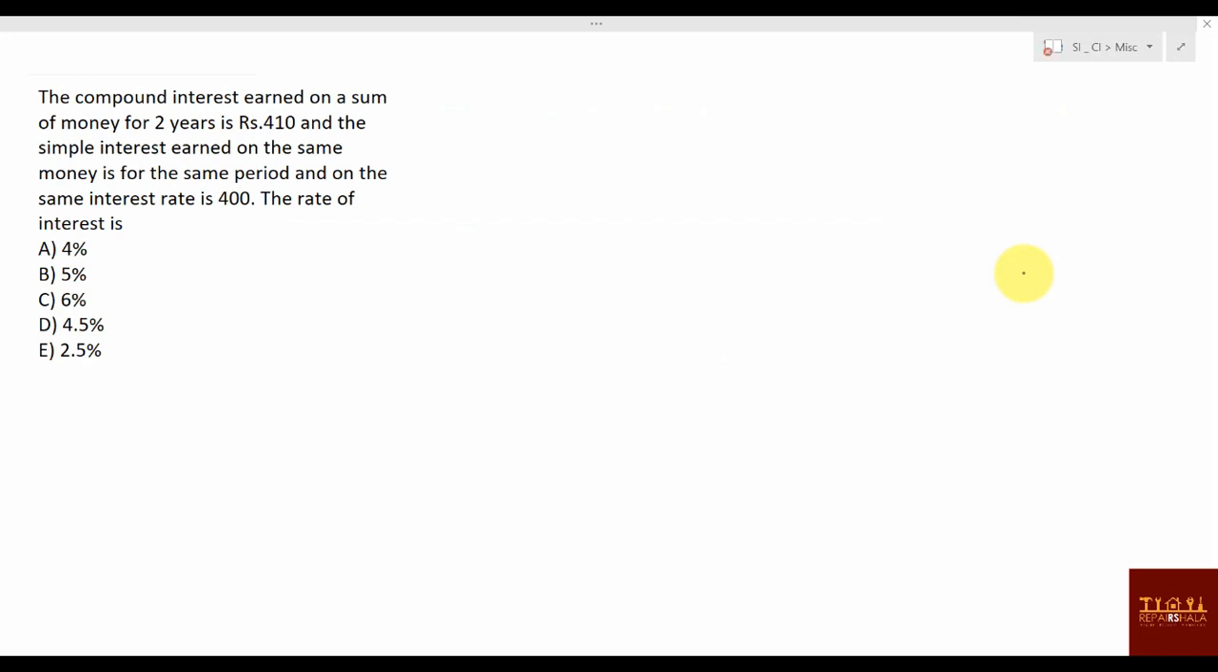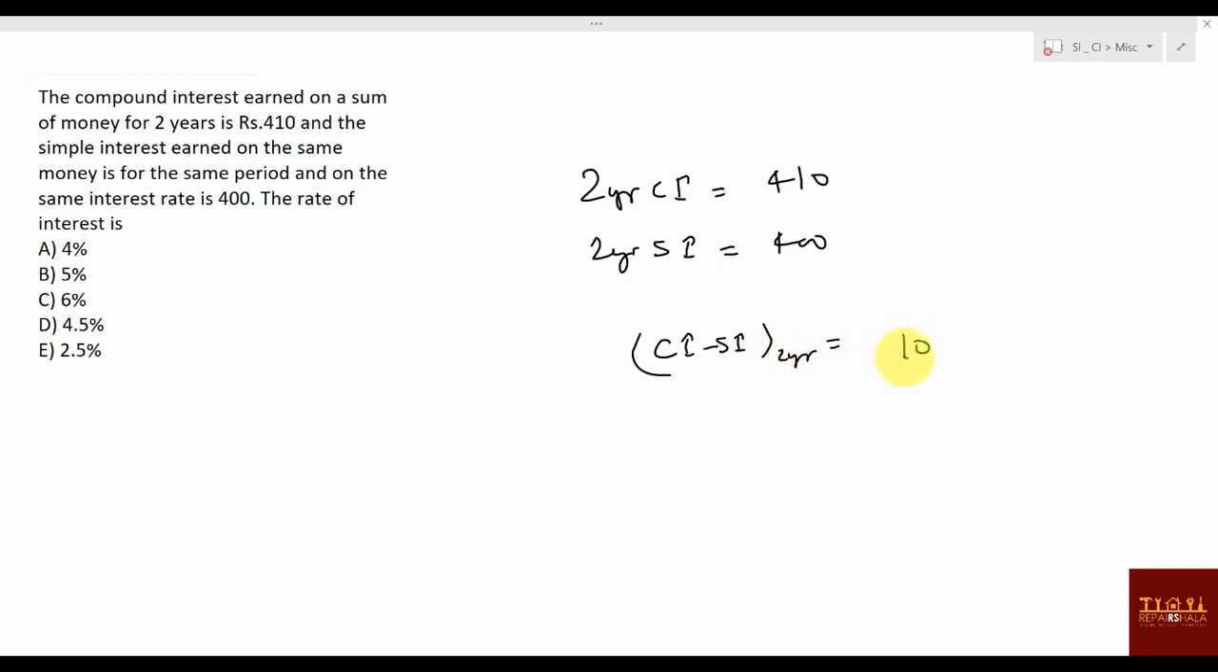The compound interest earned on a sum of money for 2 years is 410, and the simple interest earned on the same money for the same period is 400. So 2-year CI is given as how much? 410 rupees. And 2-year SI is given as how much? 400. CI minus SI for 2 years is what? 10. And what I told you, if this is given, you can directly reach R. How can you reach R?